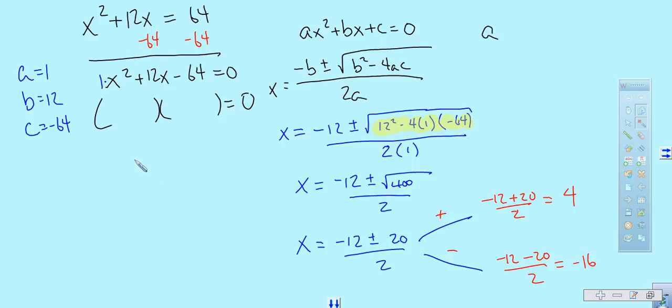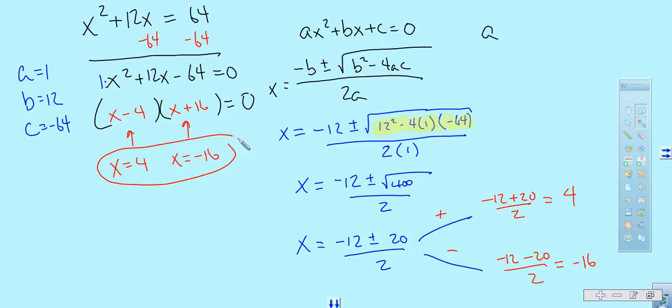So the confusing part about this is that I don't have my factors right now. I have my solutions. So I have x is equal to 4, and I have x is equal to negative 16. When I go backwards into my factors, I have to have that understanding that this is actually going to be x minus 4, and this is going to be x plus 16. But the deal is that this is what they're looking for.